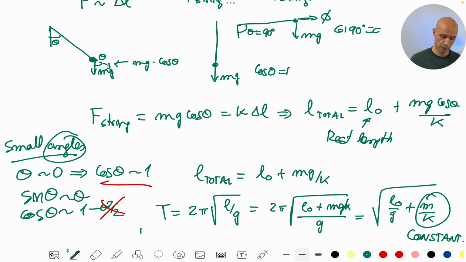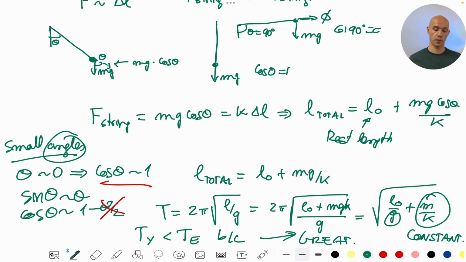So indeed, the period on the other planet is less than the period on Earth, because we have that this is a larger number while this is a constant. So great, we have solved the problem, and that's what makes more sense. When would this not work? When would this save the AP problem? I'm impressed that they didn't think about it.